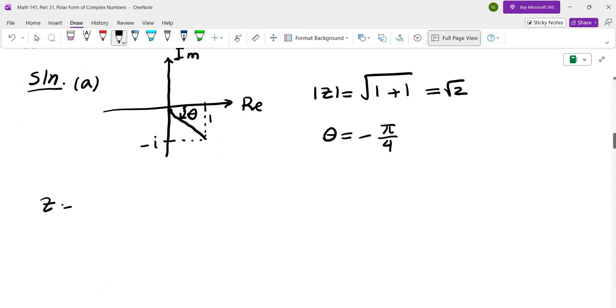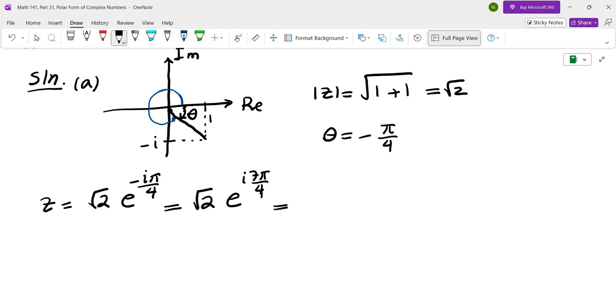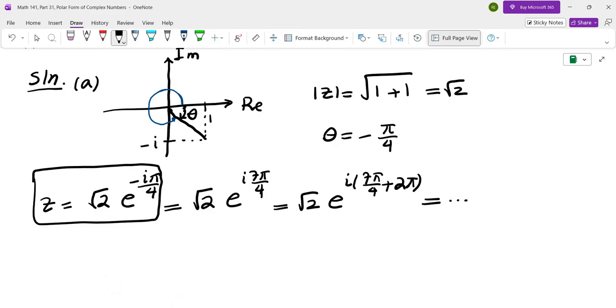So that tells us that z is equal to root 2 e to the power of negative i pi over 4. But we can write it down in other forms as well. You can use this angle, which is 2 pi minus pi over 4, so 7 pi over 4 is another way of writing this down. Or we can do root 2 e to the power of, we can add 2 pi to that, 7 pi over 4 plus 2 pi, etc. So there are multiple ways of writing this down. This is one way of writing it down in polar form.